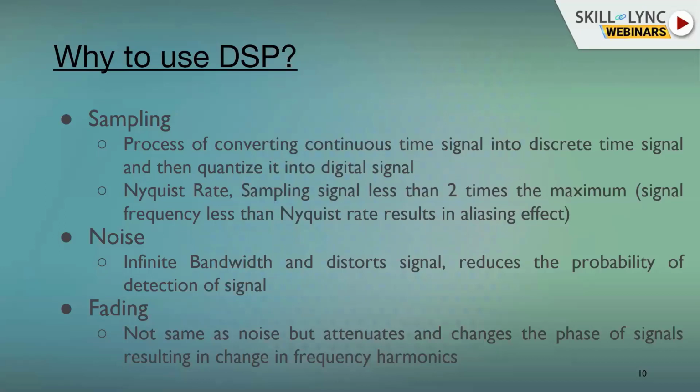Okay, channel impairments. What does channel impairments mean? If you pass a signal through a channel, it is going to undergo some fading effect. The fading can be across the full bandwidth of the signal, or it can be across some part of the bandwidth of the signal. So it can attenuate the signal, and it can also change the phase of the signal, resulting in harmonics.